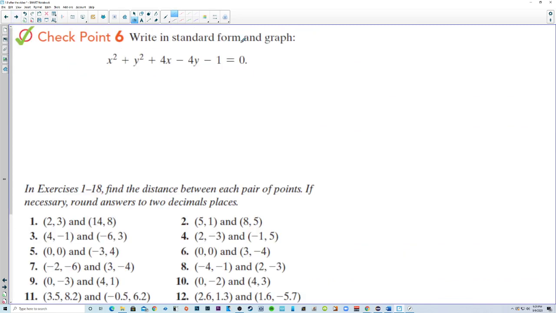Write in standard form and graph. We'll not worry about graph. Let's just write it in standard form. So x squared plus 4x plus something plus y squared minus 4y plus something is equal to 1. So 4 divided by 2 is 2. 2 squared is 4. 4 divided by 2, 2 squared is 4. So we have to add 4 twice over here. So that's x plus 2 squared plus y minus 2 squared is equal to 9.